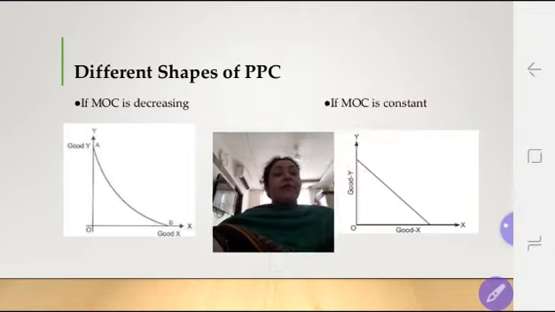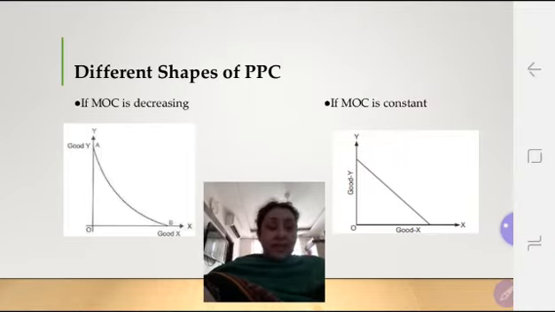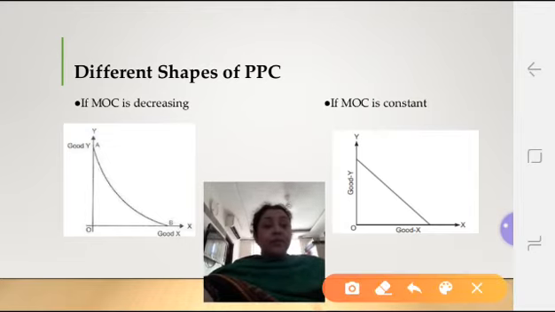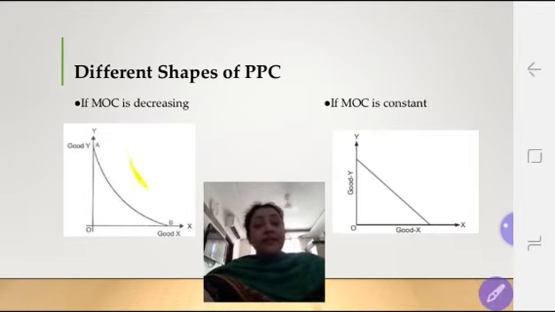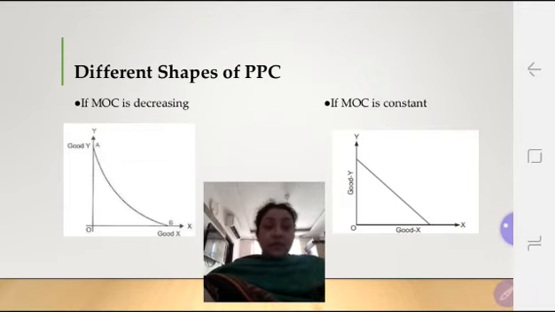Next, and very important, sometimes you get these in the exam also, are the different shapes of PPC. It is not given in your books. You can note it down in your notebooks that if MOC is decreasing, then we have a convex shape from the origin. Alright, this is the convex shape from the origin. If MOC is constant, then we have a straight line.